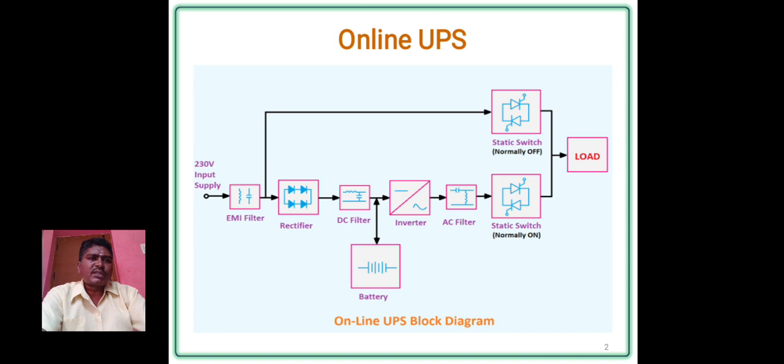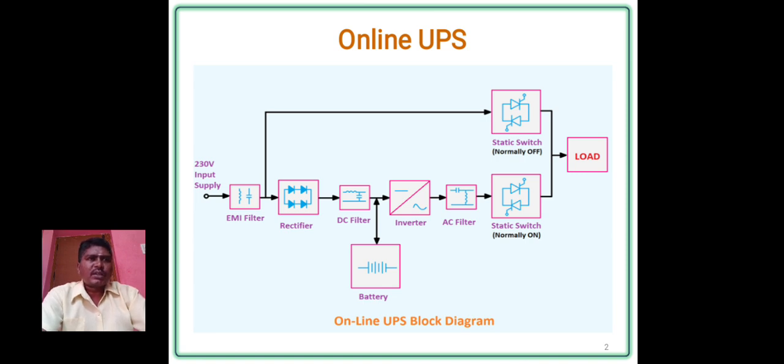Next one is the static switch. A static switch is connected in between the AC filter circuit and the load, which allows or disallows the power. When the switch is on, it will connect the AC supply to the load. If it is off, then it disallows the power supply to the load. That is the main function of the static switch.